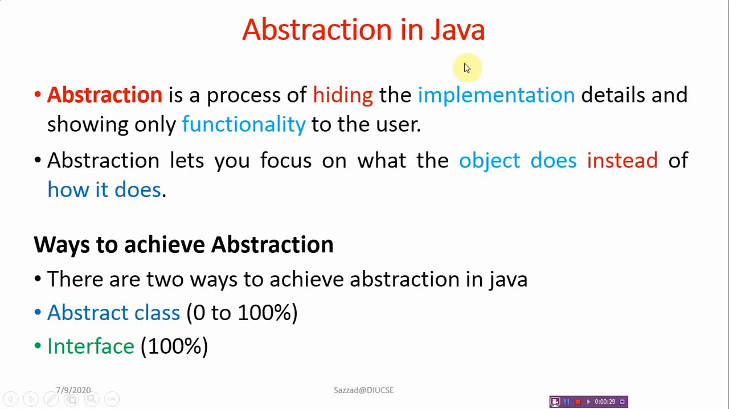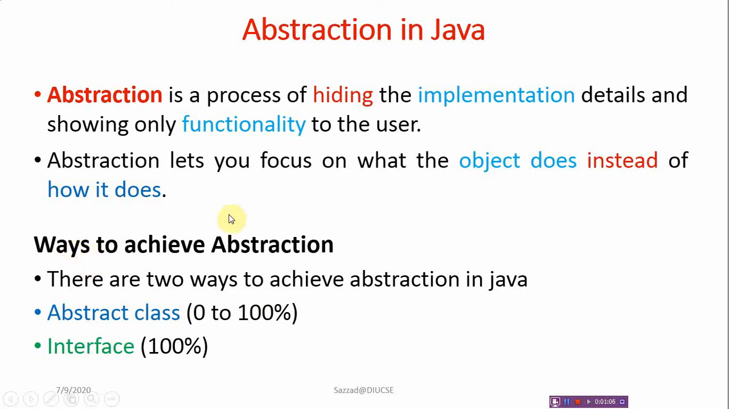Abstraction in Java is the process of hiding the implementation details and showing only the functionality to the user. Abstraction hides the implementation details and shows the user only the necessary declarations, the things the user needs to know. Abstraction lets you focus on what an object does instead of how it does it.